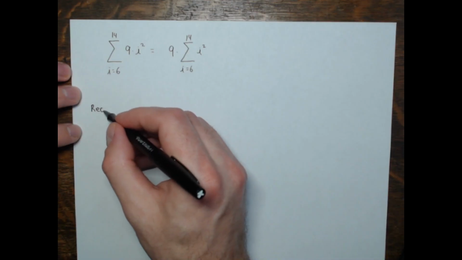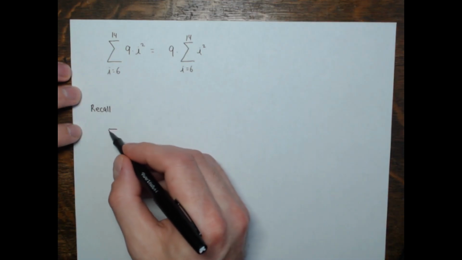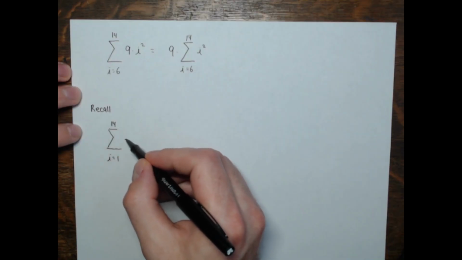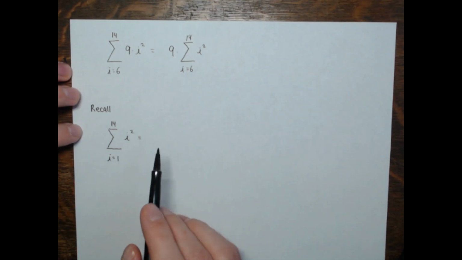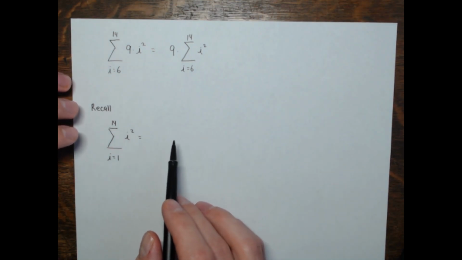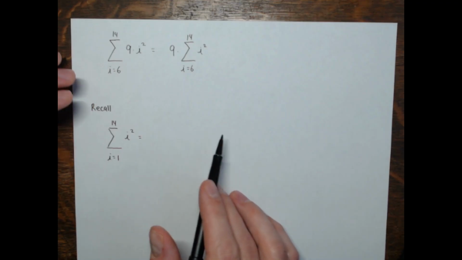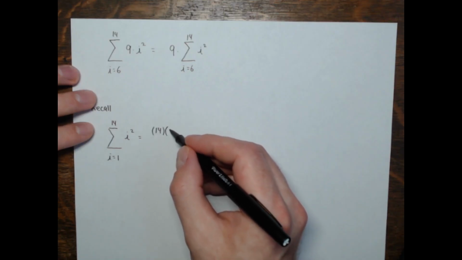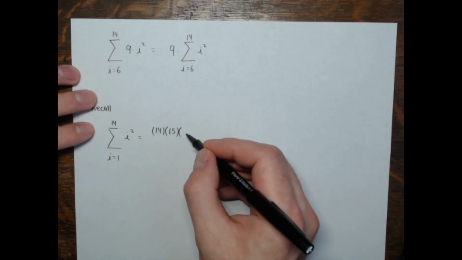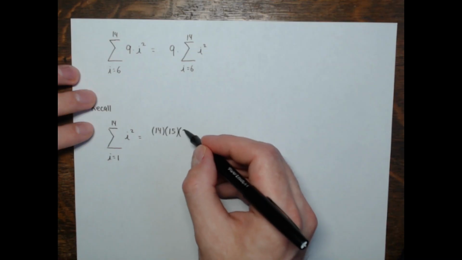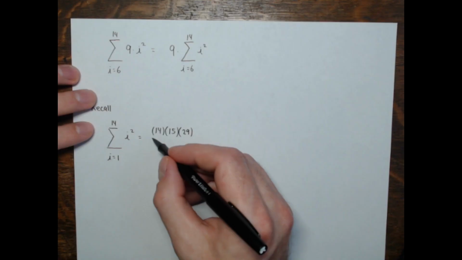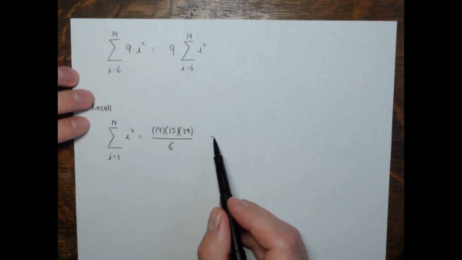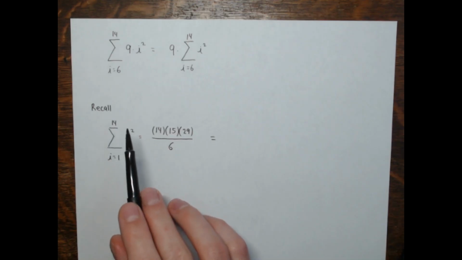But let's recall that the sum from i equals 1 to 14 of these i squareds, and there'd be 1 squared plus 2 squared plus 3 squared all the way up to 14 squared, is 14 times 14 plus 1 times 2 times 14 plus 1, so 28 plus 1 would be 29, divided by 6, and we'll simplify that in a second. Now, that's the sum of 1 squared to 14 squared.